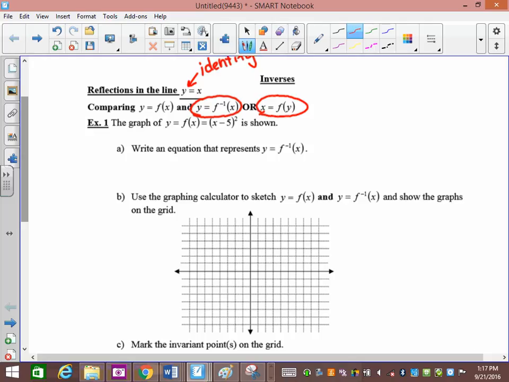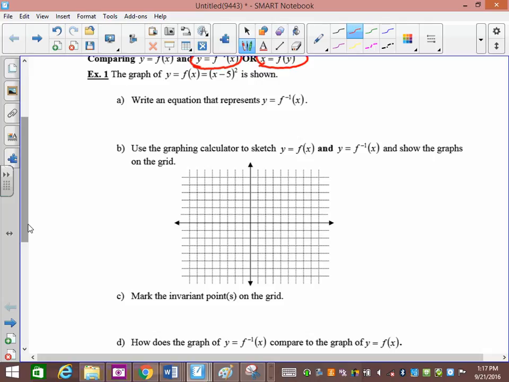Okay? So we have the graph of y equals f of x equals (x minus 5) squared. It's not showing, we're going to draw. You can put it into your calculator, (x minus 5) squared, and plot it. It's going to be at positive 5 and 0. 1, 2, 3, 4, 5. Once you have transformations, it's easy to draw these graphs.